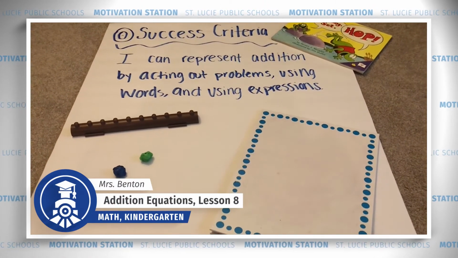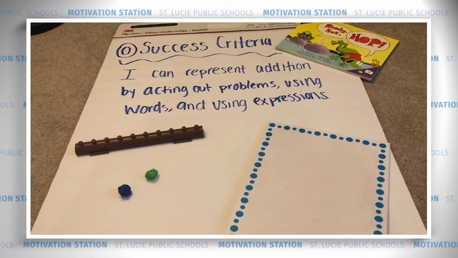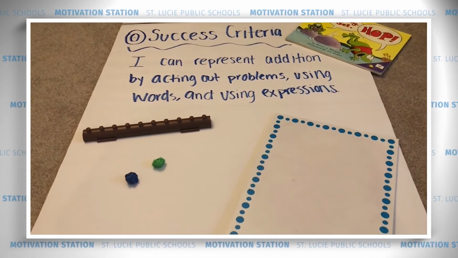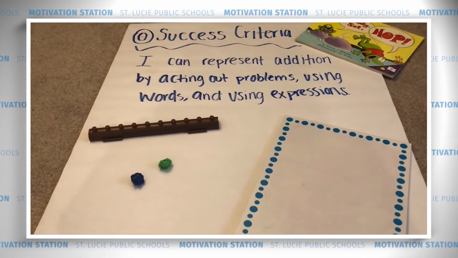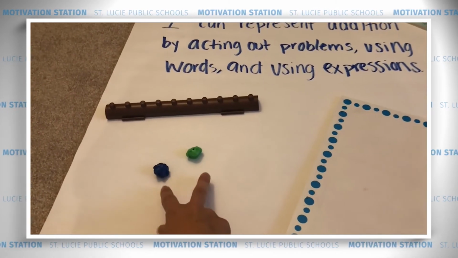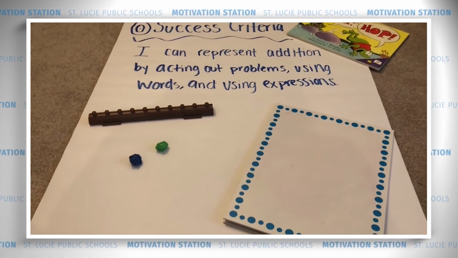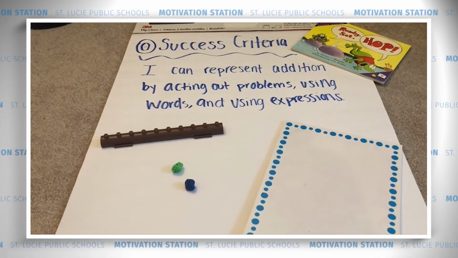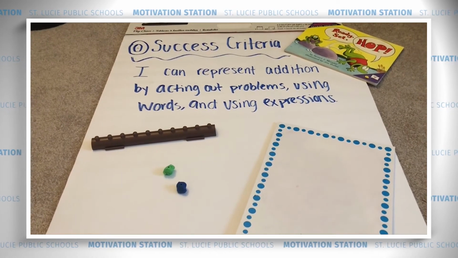All right, friends, we're going to get started and practice representing addition by acting out problems using words and using expressions. So we just finished reading a little bit of our book, Ready, Set, Hop. We're going to do a little bit more practicing of building equations, addition equations, with our friends Matty and Mo. So you'll need some counters. I have these little fun frog counters, and you'll need a whiteboard and a marker or a pencil and paper. Okay. All right, friends, now that we have our materials, let's start hopping and adding.